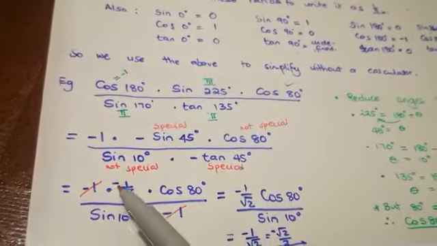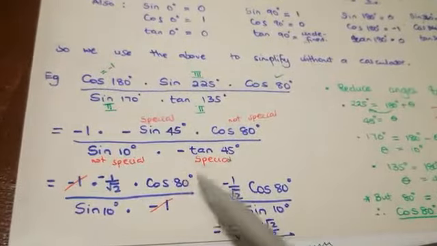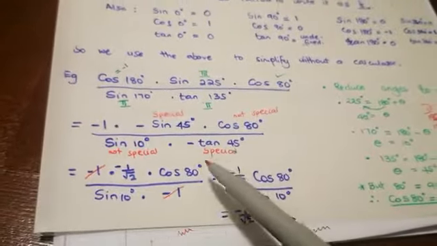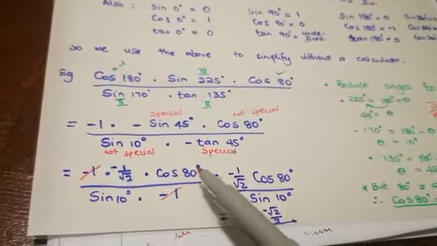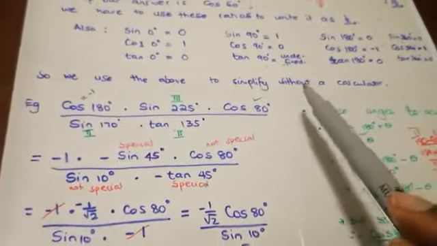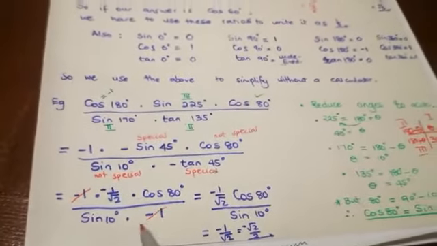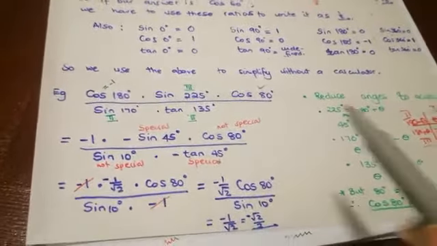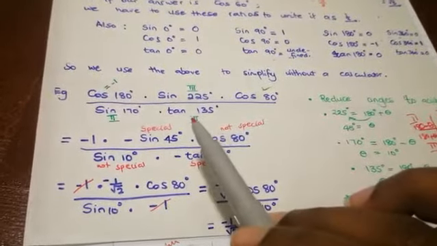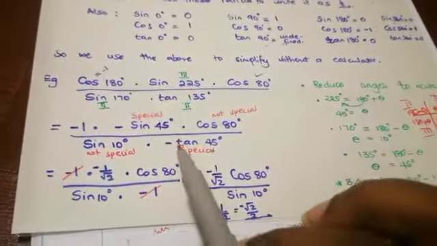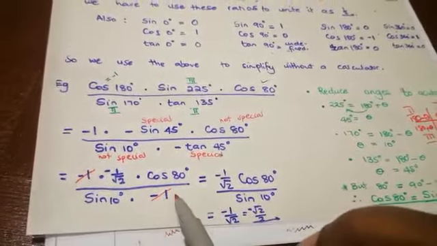So it gives us negative 1 over root 2. Then cos 80, again it comes back as it is because it's not a special angle. And I can't use a calculator to punch in cos 80 because it says here without a calculator. Okay, sine 10, again I leave it like that. And then tan in the second quadrant is negative. That's why here we have negative tan 45, which then gives us negative 1.